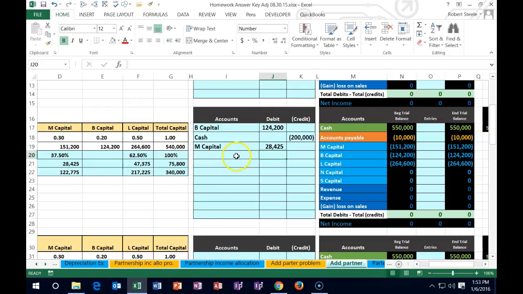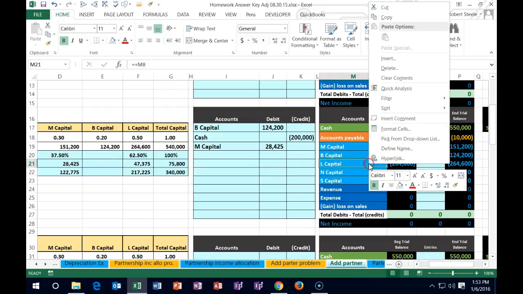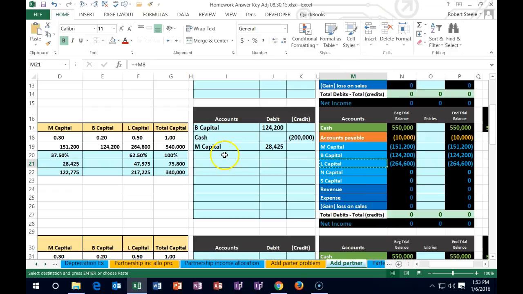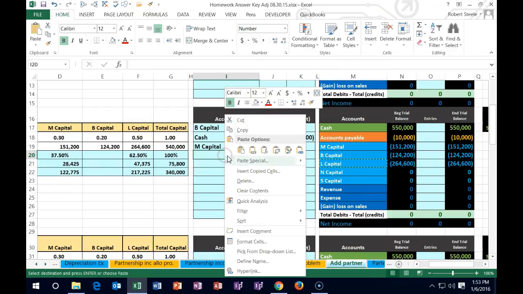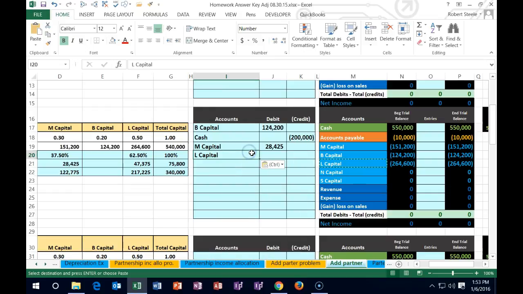We're going to do the same thing for L. So here's L. L has a credit balance. We need to make it go down. We're going to do the opposite thing to it, which is a debit. Copy that, right click, copy. Going to put our cursor in I-20, right click, and paste, 1, 2, 3. We're going to debit that account by the 47,375. After we post it, L's capital account should then be the 217,225. Let's see if we are in balance.